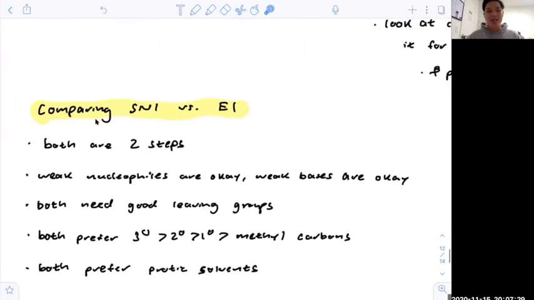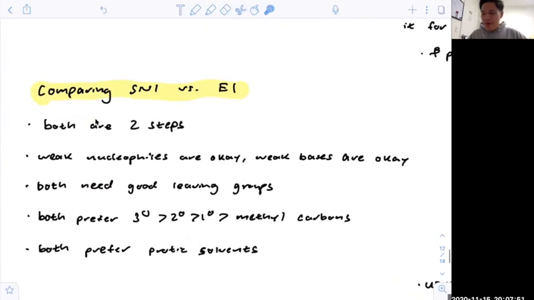Actually, it's not that easy to tell the difference because both are two-step mechanisms. Weak nucleophiles are okay, weak bases are okay. Both need good leaving groups. They both prefer tertiary carbons because of the carbocation, then secondary, then primary, then methyl, and they both prefer protic solvents. So how can we actually tell the difference between an SN1 and an E1?